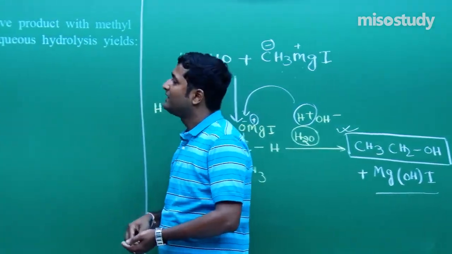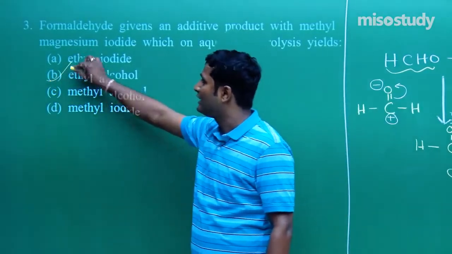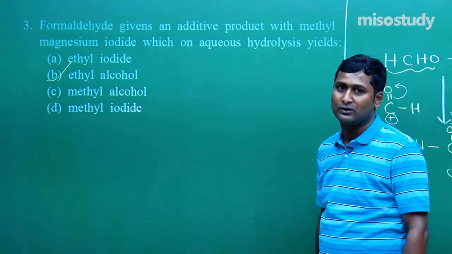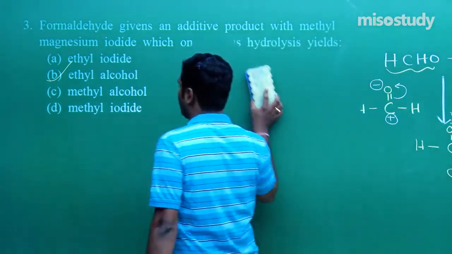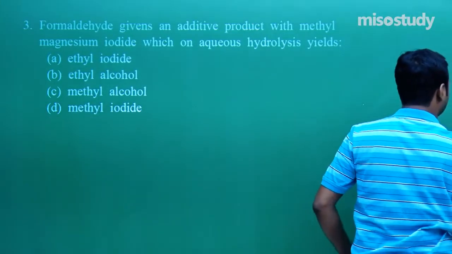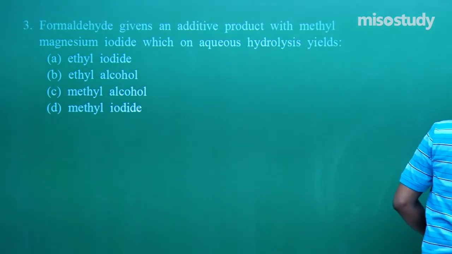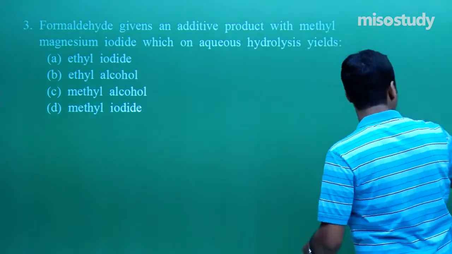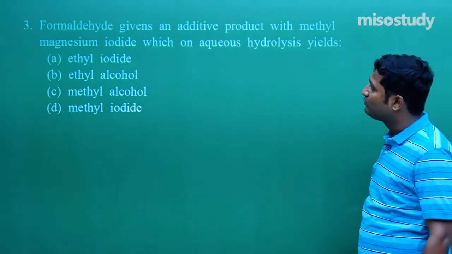Now I'm moving here, check it out. For this question, we can say ethyl alcohol is the main product. For question number 3, B is the correct option. Clear? Now I'm going to rub this part and we'll discuss the next one. Now let's move to the next one.